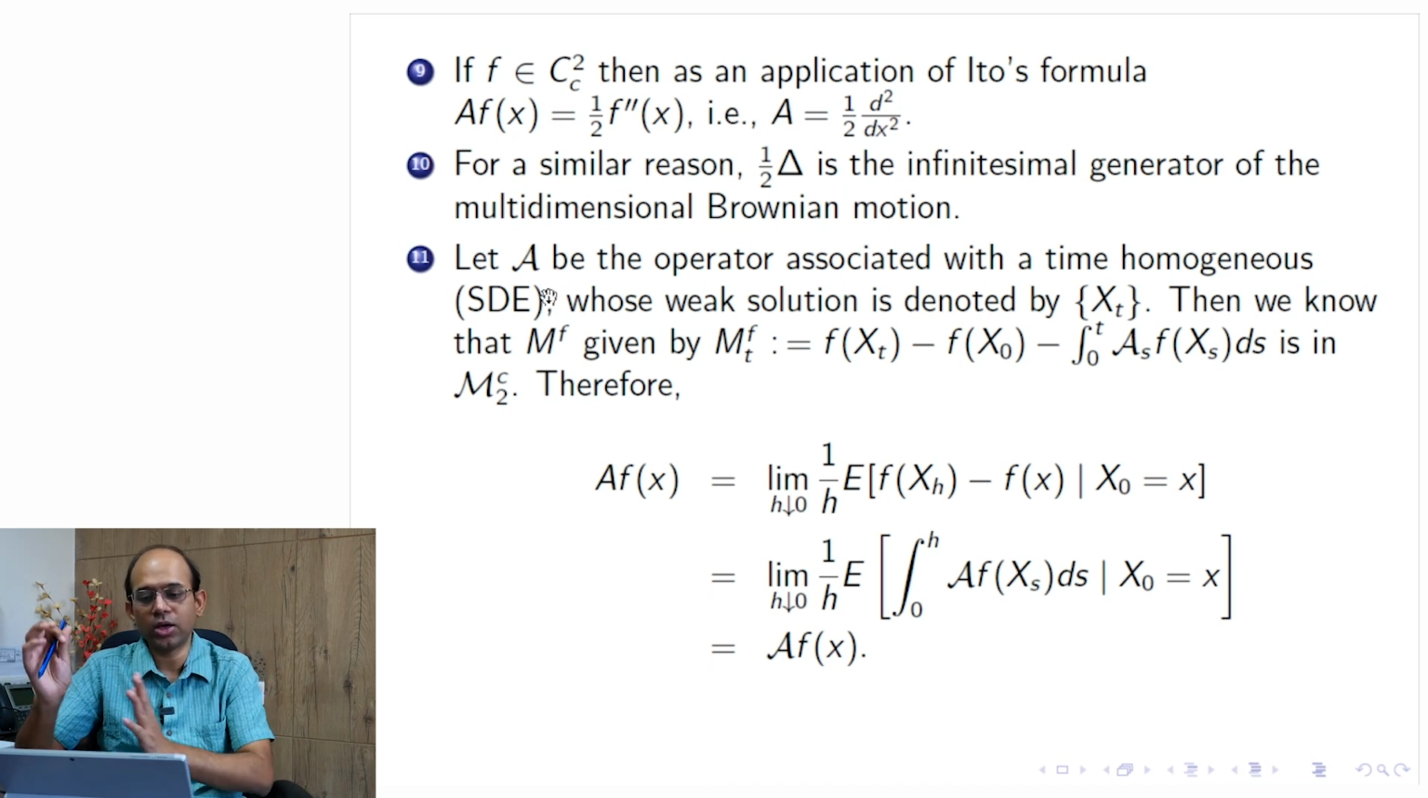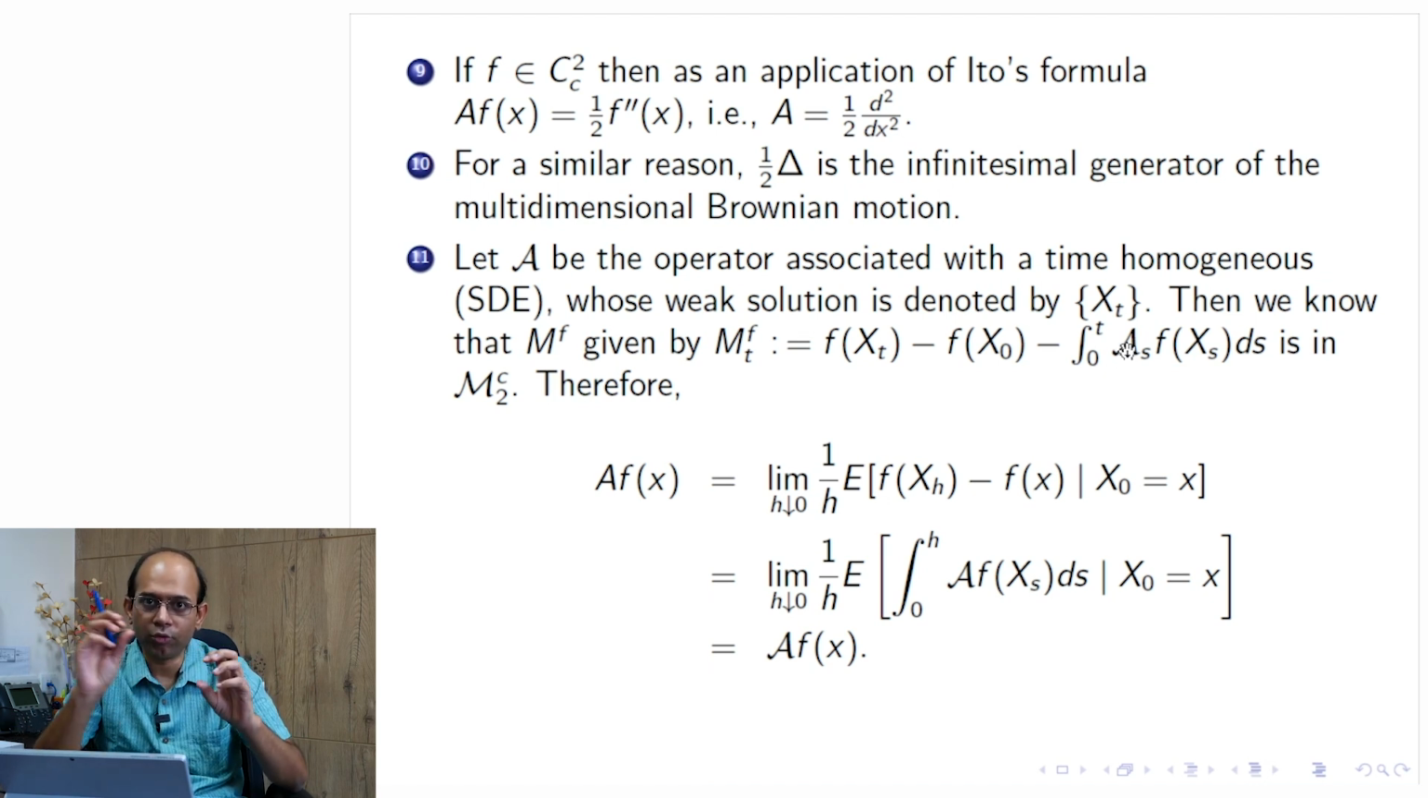This script A is the operator associated with the SDE. That is actually coming from the SDE's coefficients. If the coefficients involve b and sigma, so this A also involves those b, sigma. I'm not recollecting the whole definition because that was done earlier. You can surely go back to the earlier video lectures and slides to see the definition of script A.